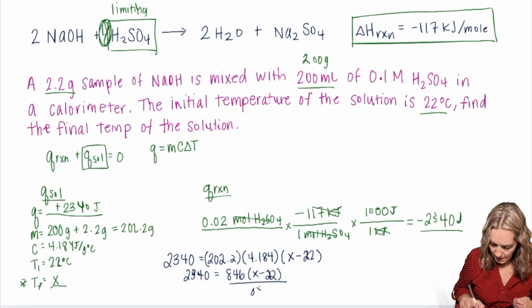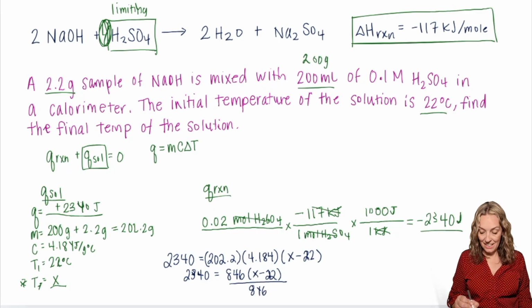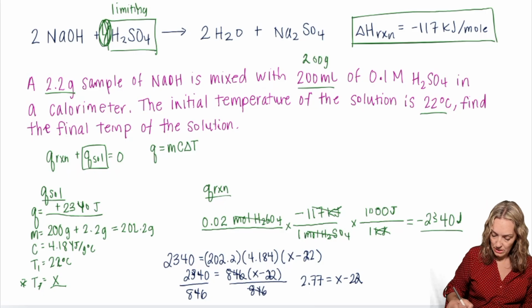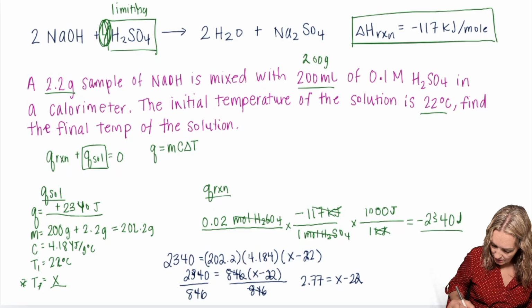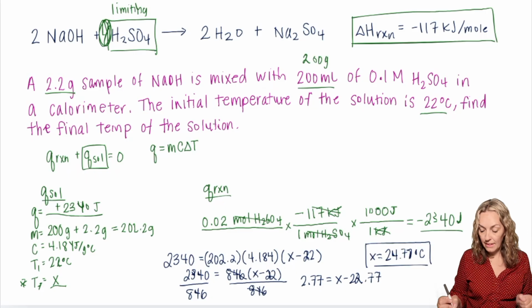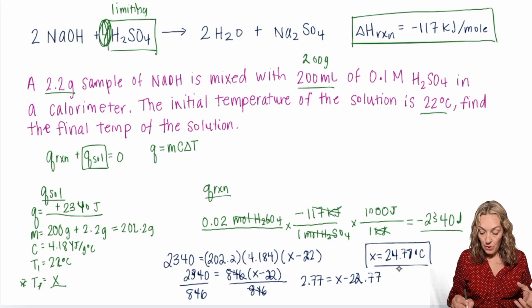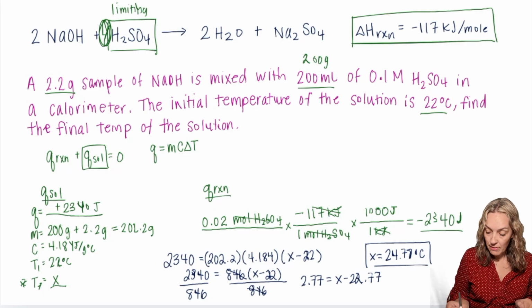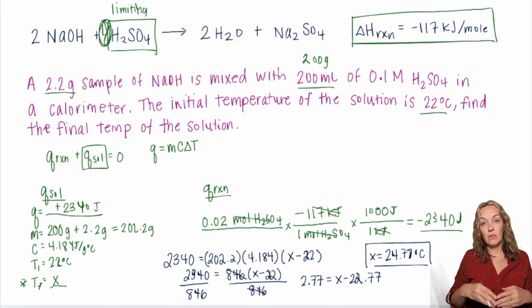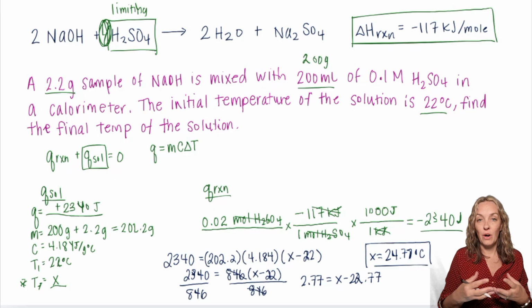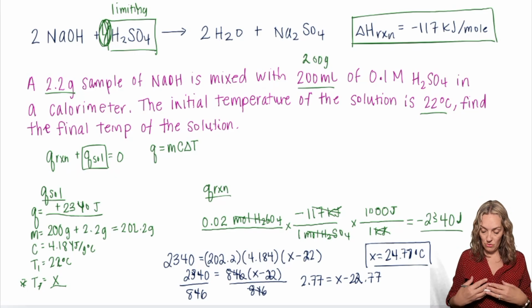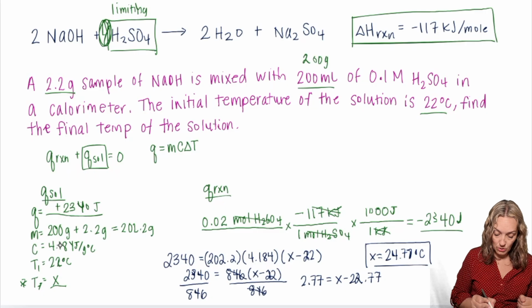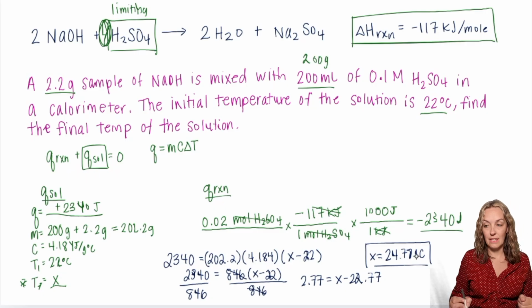Divide both sides by 846. I can reduce that down to 2.77 equals x minus 22. I can then solve for x. That gives me a final temperature of 24.77 degrees. This makes sense. If the reaction released energy, I know that the temperature of the water should go up as a result, since the water or solution around it is absorbing that energy. So my temperature did indeed go from 22 to 24.77.